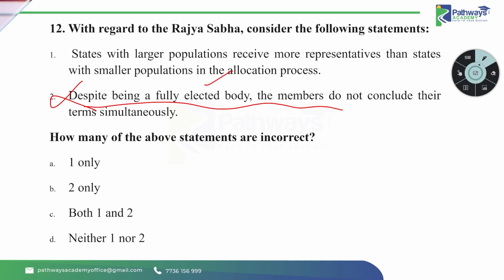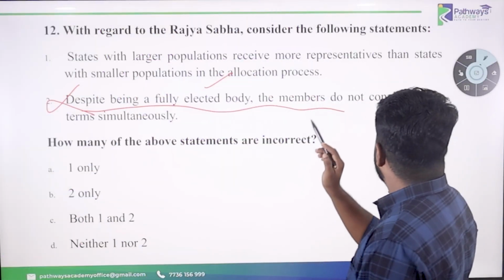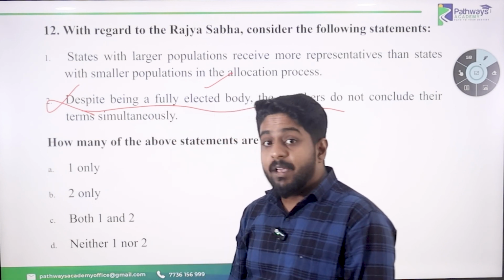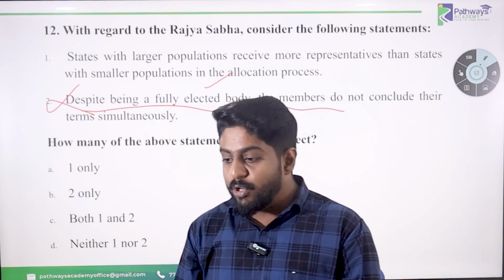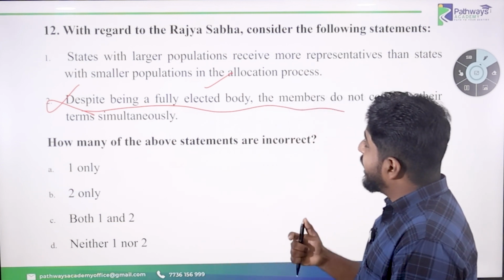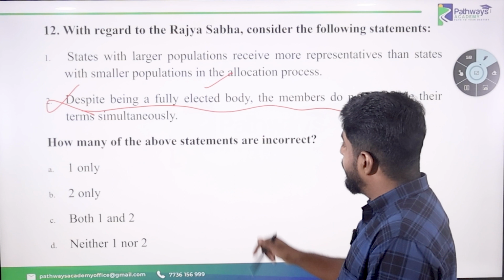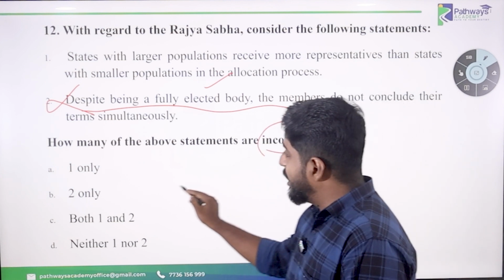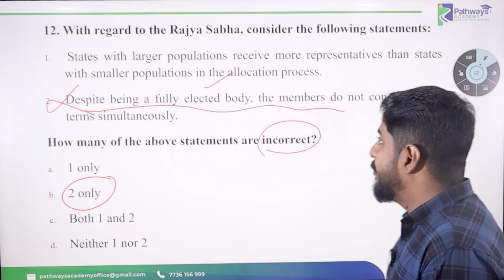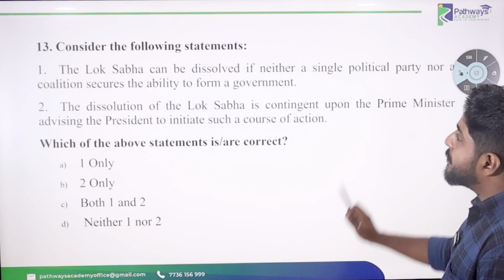Despite being a fully elected body, the members do not conclude their terms simultaneously. Is it a fully elected body? Rajya Sabha? No, sir. In fact, you have nominated members also in Rajya Sabha. So, the second statement is wrong. What is the answer? You are supposed to choose the incorrect statement. The answer is option B, that is 2 only. Okay, fine.